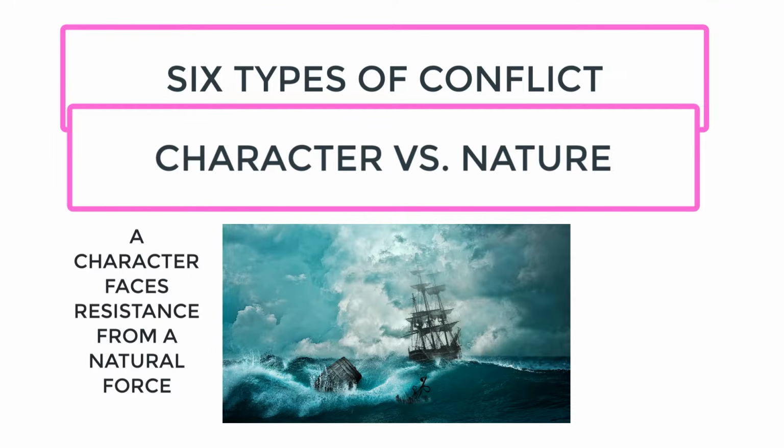Character versus nature. A character versus nature conflict occurs when a character faces resistance from a natural force. This can be the weather, the wilderness, or a natural disaster. And as you'll see, the setting of the story is tied into this type of conflict.